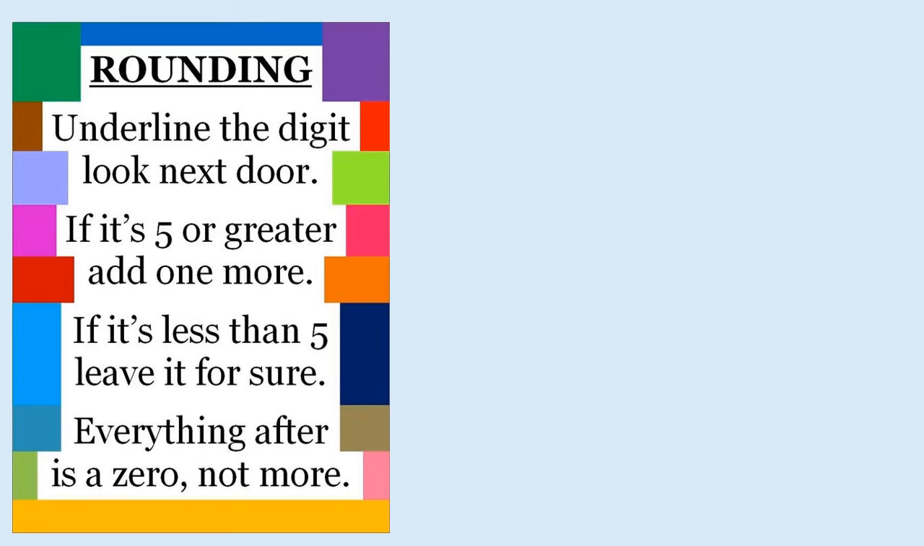Let's do another one together. On your piece of paper or on your whiteboard, write down the number 781. I want you to round it to the closest hundred. Pause this video, have a go. Press play when you're ready to see my explanation.